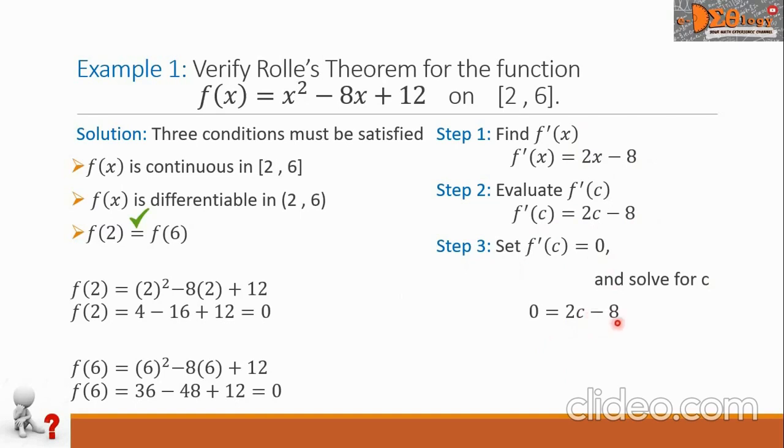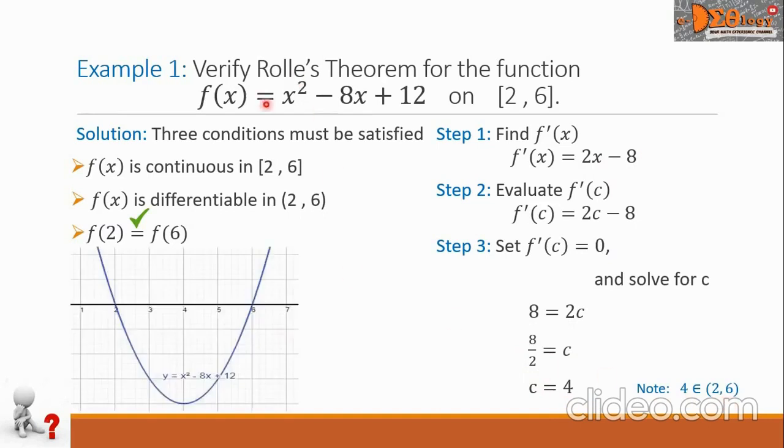This negative 8 we will transpose to the left. The negative 8 becomes positive 8 equals 2c. Solving for C, let us divide this equation by the coefficient of C, which is 2. So we have now 8 over 2 equals C. So the value of C equals 4. Take note that this number 4 is inside the open interval from 2 to 6.